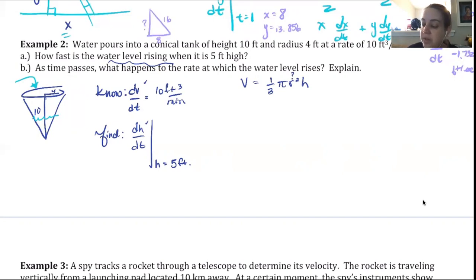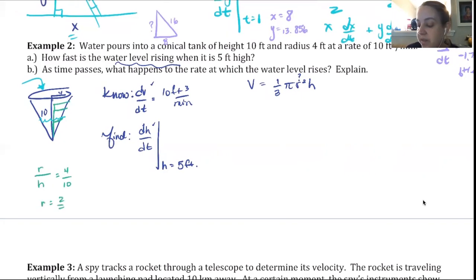And we are going to do that over here. I'm going to write a ratio. The radius to the height, and this is where you compare it to the tank, is 4 to 10. No matter where you are in this tank, the radius and the height will be in the ratio of 4 to 10, and that would reduce to 2/5. So I'm going to say that the radius is 2/5 of the height, no matter where we are. So I'm going to replace R with 2/5 H. So the volume is 1/3 pi (2/5 H) squared times H.